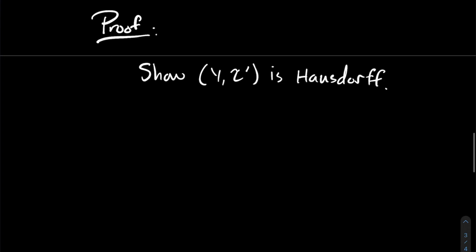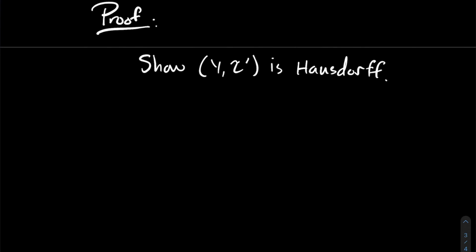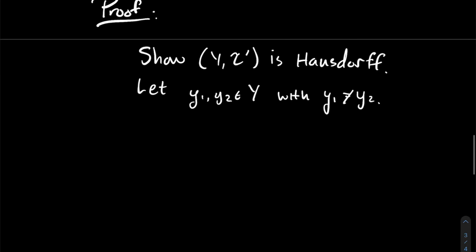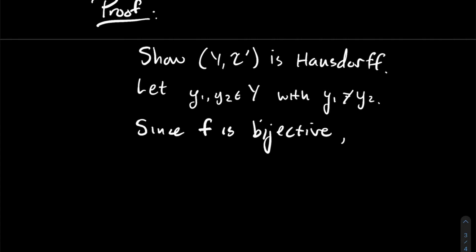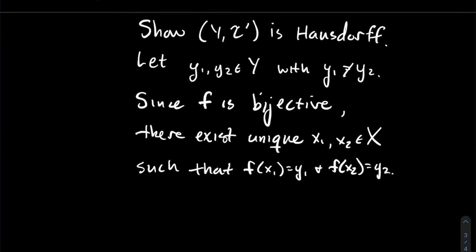So what we're tasked with doing is to show that y with its topology is Hausdorff. So how you do this is you let y1 and y2 be two distinct points in the set y. Now, since f is bijective, we know that there exist unique points x1 and x2 in the domain x such that the output of x1 is y1 and the output of x2 is y2.